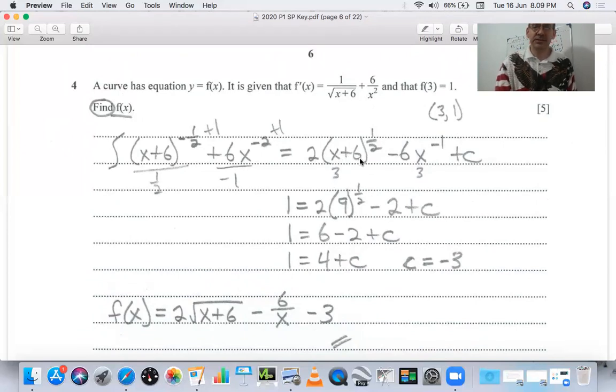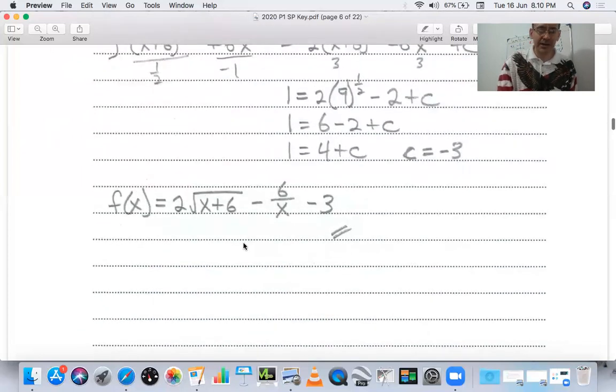So 3 plus 6 is 9. So we have 9 to the 1/2 times 2. Then minus 6. And then this is x to the negative 1, which basically means divide by 3, because the 3 then goes down underneath the division bar. 6 divided by 3 is 2, and it's negative. So our 9 to the 1/2 power is 3, times 2 is 6. 6 minus 2 is 4. Subtract 4 over, and our c is a negative 3.